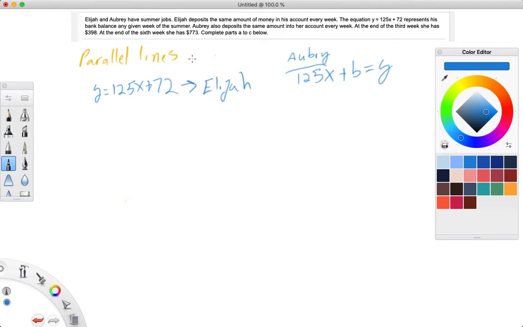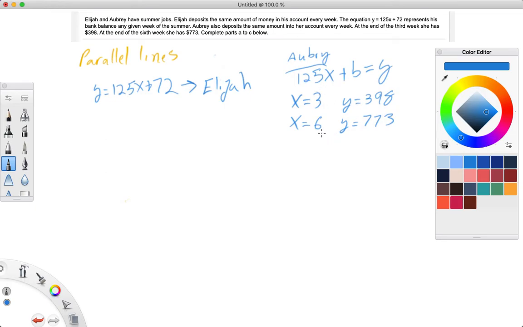Aubrey, we're not sure, but they tell us that at the end of the third week, so remember x is our time, at x equals 3, y equals 398. And they also tell us at x equals 6 that she has 773. Which we really shouldn't have to have 2 points for this, but let's go ahead and look at it anyway. Okay, so that's already in the form we want. We want to get Aubrey's into a y equals mx plus b form.